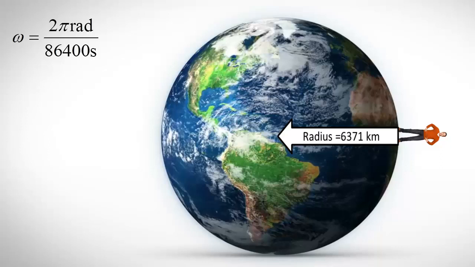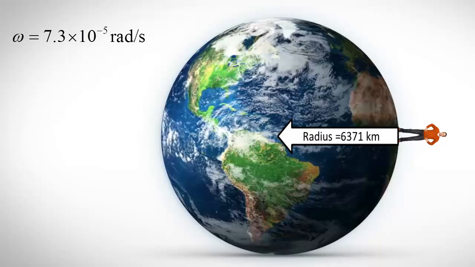Thus, the angular speed of the Earth rotating is 2 pi radians divided by 86,400 seconds, or 7.3 times 10 to the negative 5 radians per second. This is a very small angular speed. If it wasn't, then we might all get very dizzy.